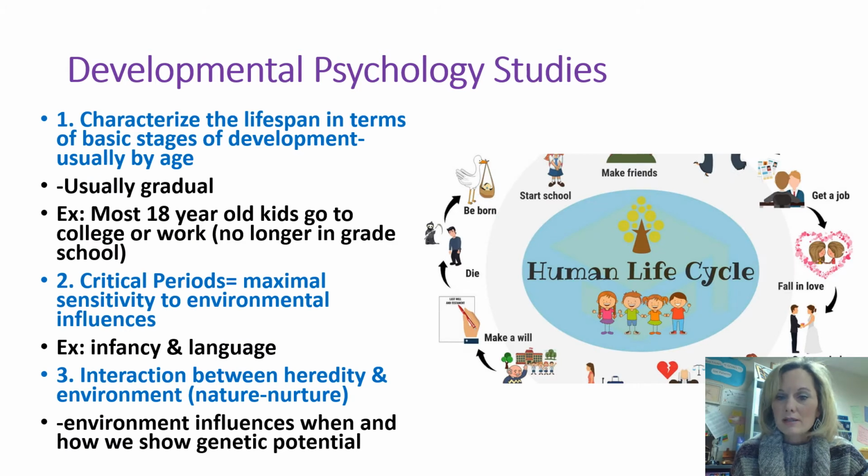When we look at developmental psychological studies, we look at three specific things. We look at the lifespan. What is normally what people do in an age group? It's usually by age that we have this basic idea of development. So usually kids that are 18 are going to college or work. There's no longer any school. They usually graduate around the age of 18.